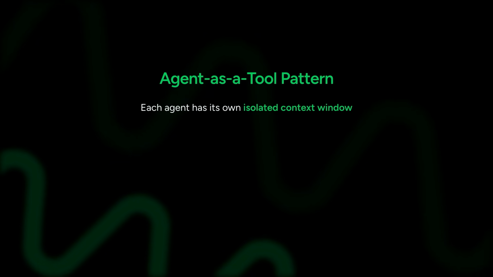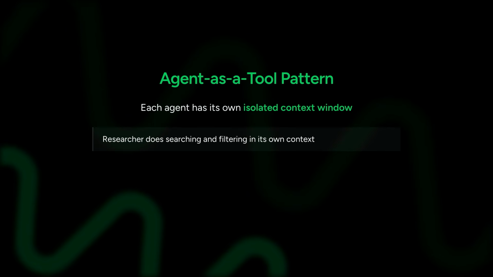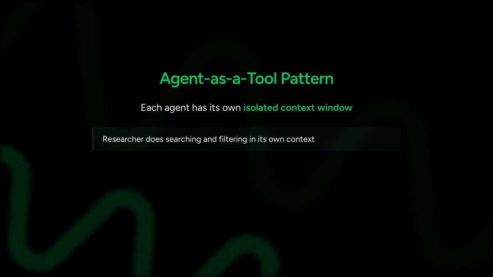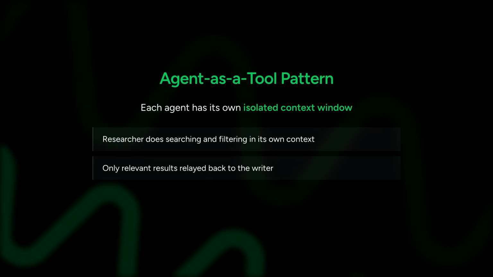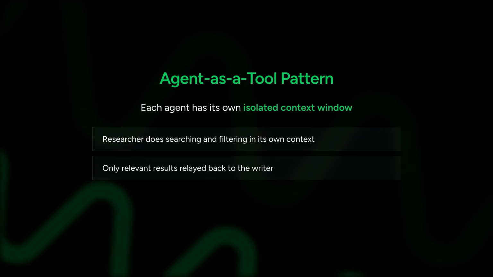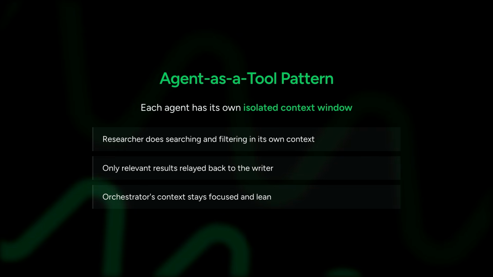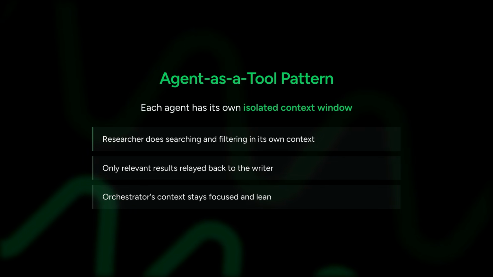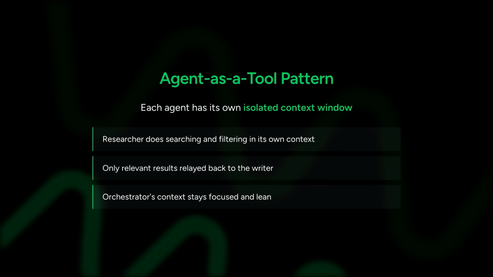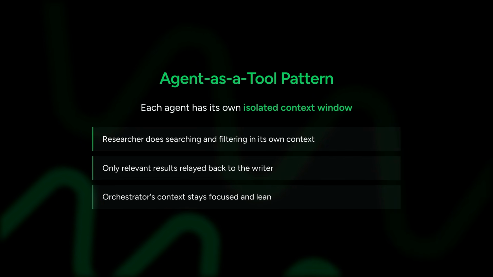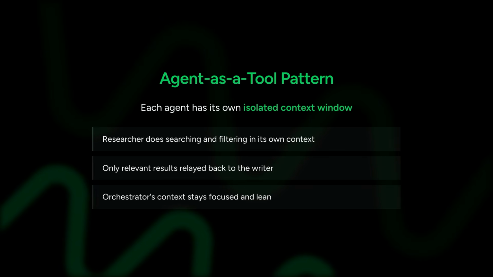Instead of letting one noisy tool fill up the main agent's context window with distracting or irrelevant information, you can use this agent as a tool pattern. Each agent has its own isolated context window, so you can have the researcher agent do all of the searching and filtering, then relay back only the relevant information to the writer agent. This helps keep the orchestrator's context window focused.